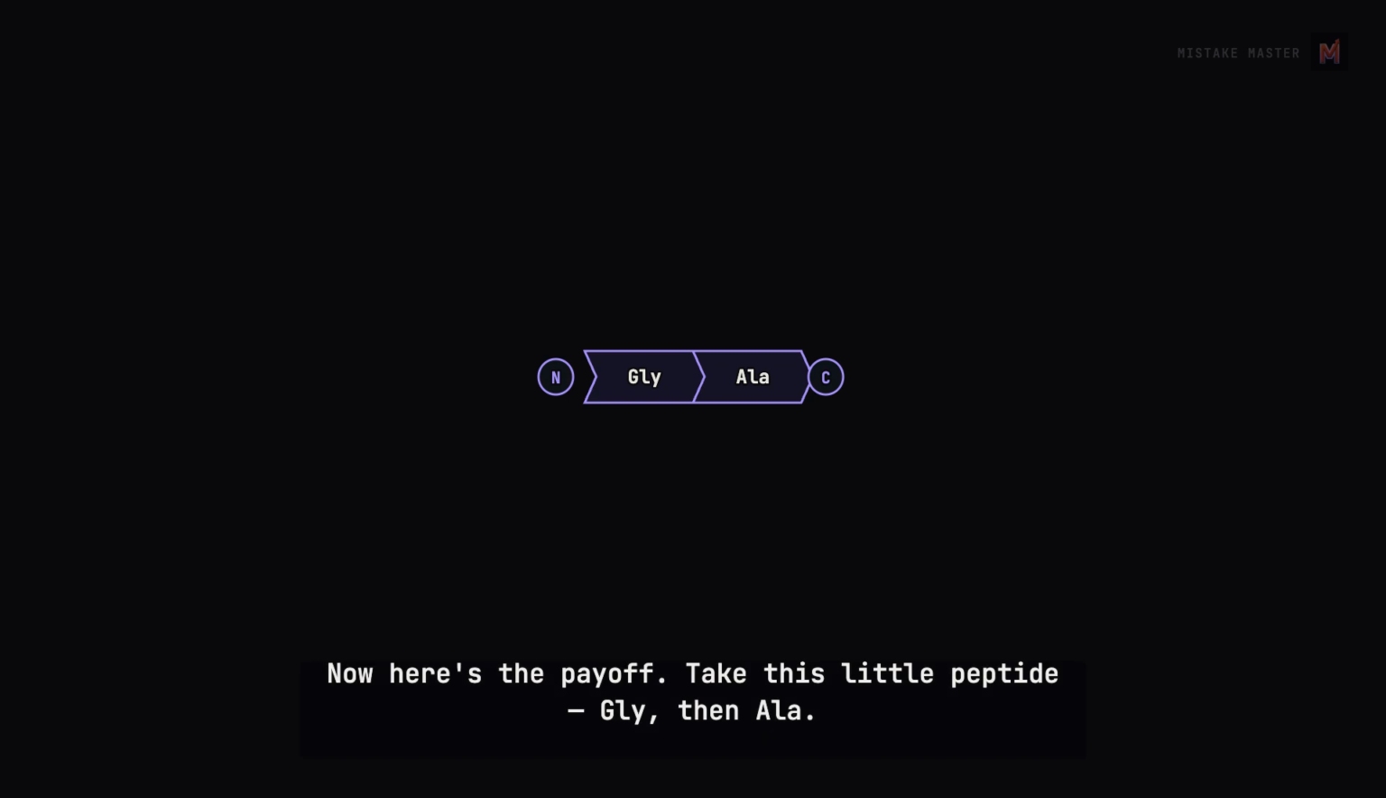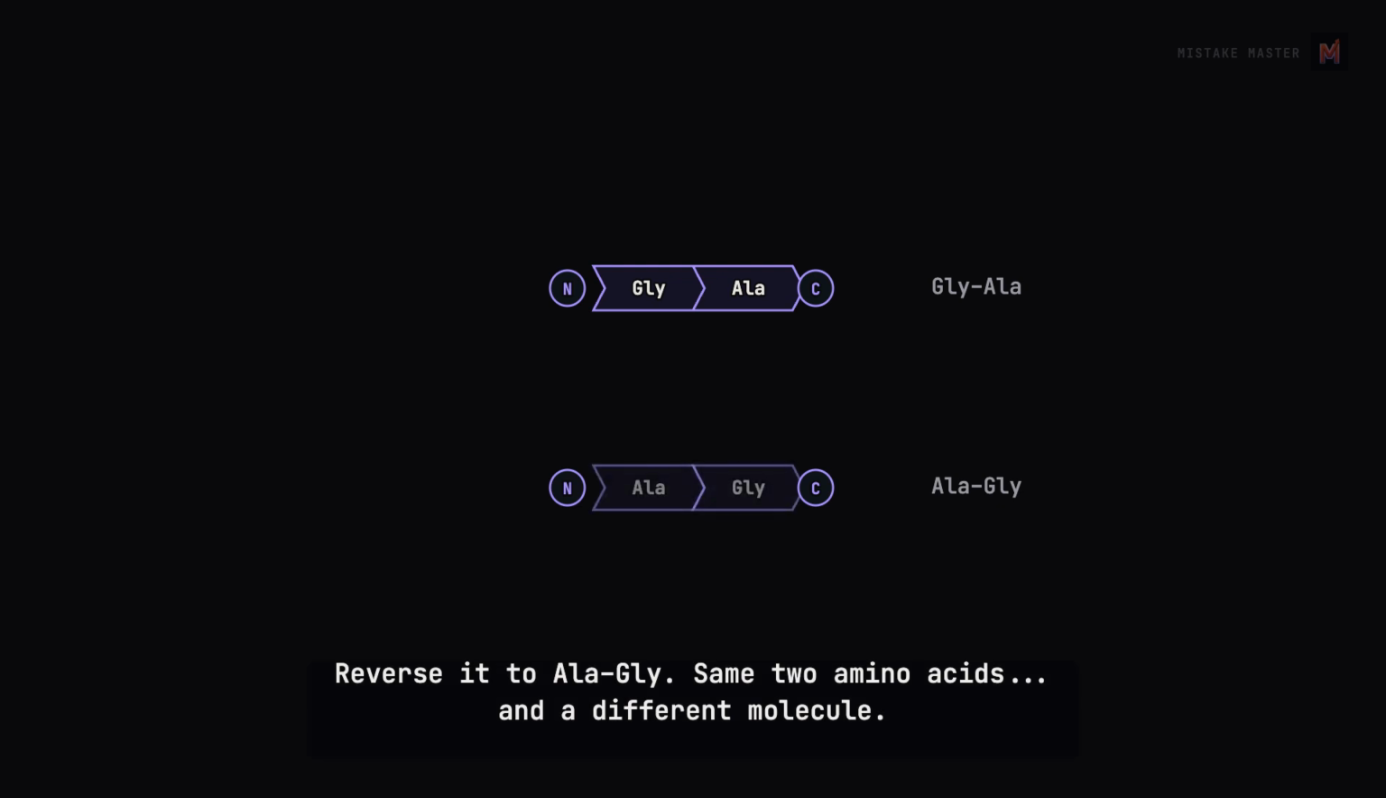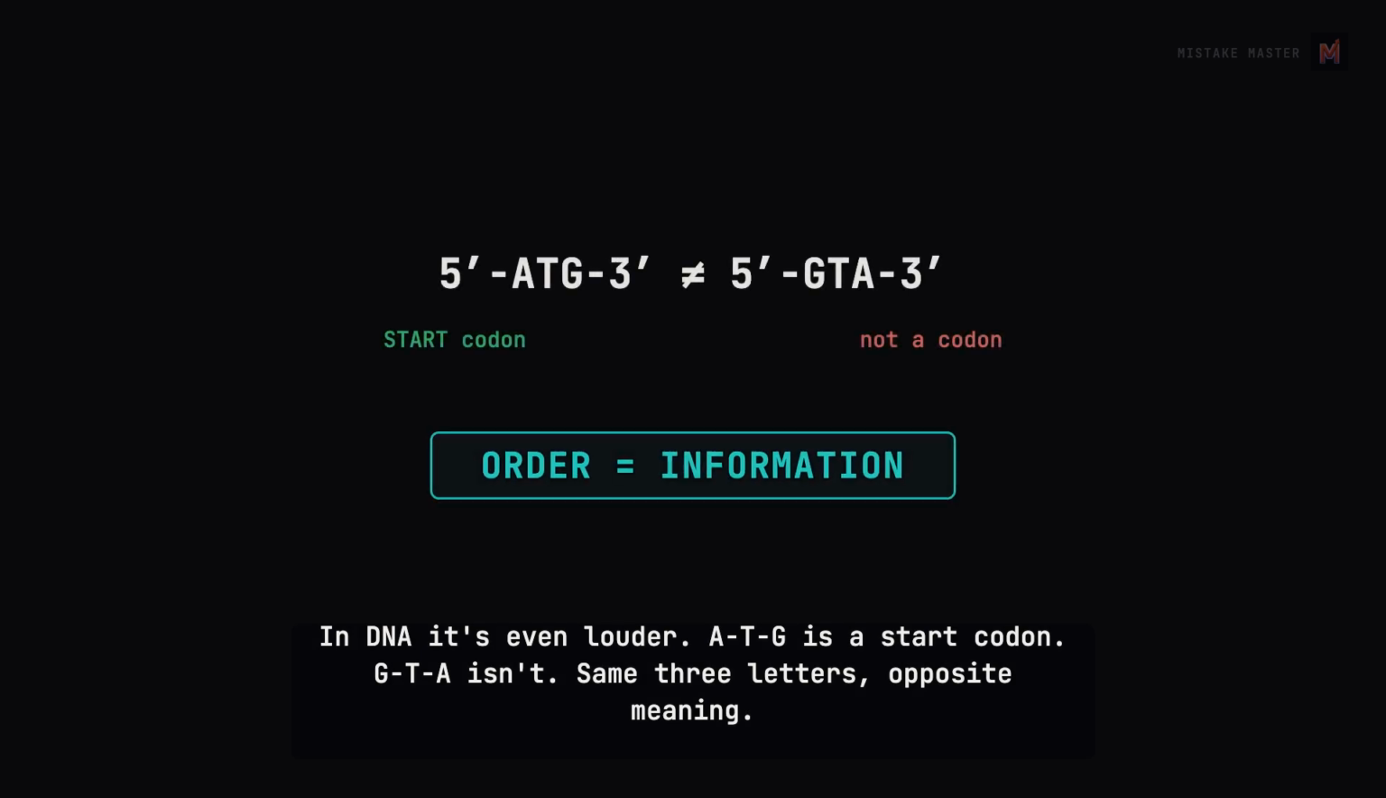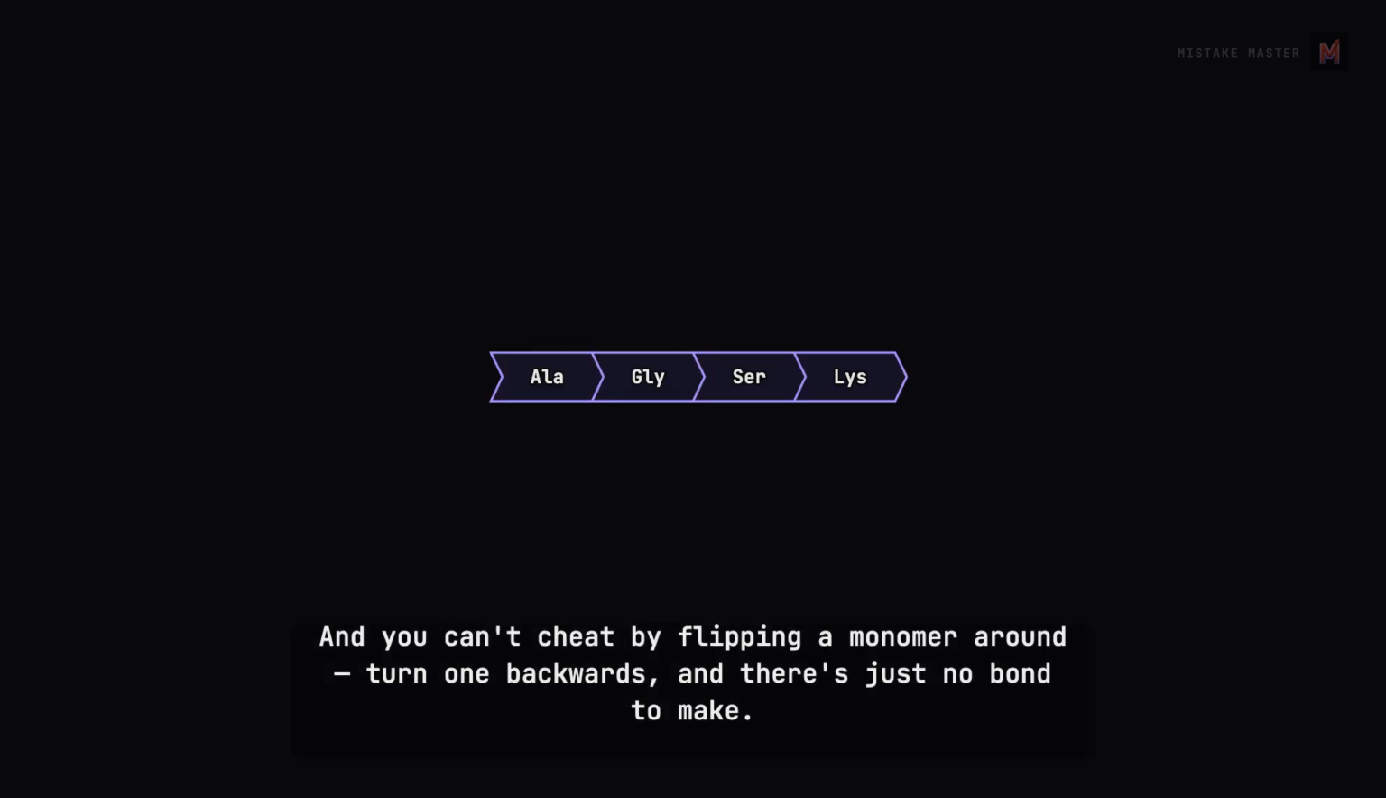Now here's the payoff. Take this little peptide, Gly, then Ala. Reverse it to Ala-Gly. Same two amino acids, and a different molecule. In DNA, it's even louder. ATG is a start codon. GTA isn't. Same three letters, opposite meaning. And you can't cheat by flipping a monomer around. Turn one backwards and there's just no bond to make.